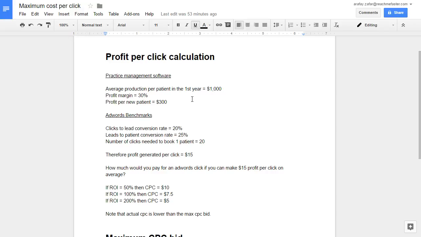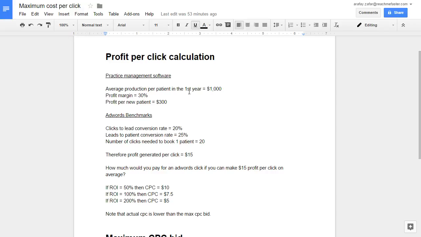But the subsequent visits that come after the first 4, 5 treatments or first 4, 5 visits, and therefore the subsequent production, is a result of your internal marketing, is a result of patient satisfaction, but it is definitely not because of your AdWords campaign. So the easiest way to do this is to take into account the production a new patient generates in the first year.